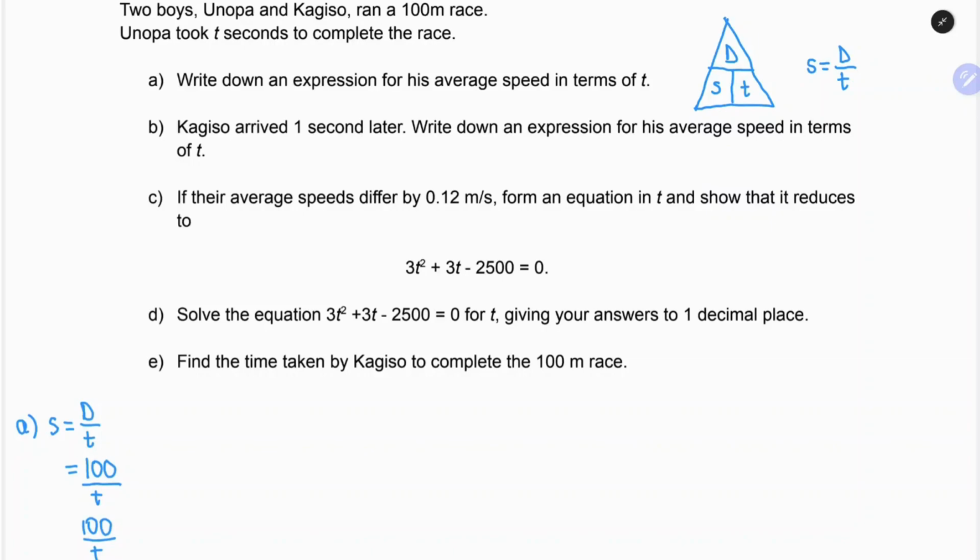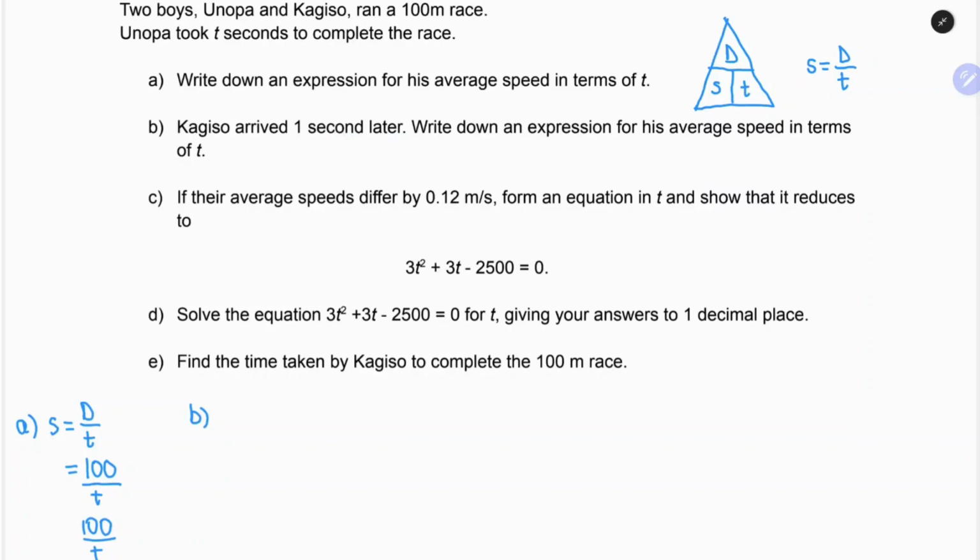So B says, Kagiso arrived 1 second later. Write down an expression for his average speed in terms of t. So let me write it down just at the bottom here. This question also requires us to find the average speed of Kagiso in terms of t. So it's something very similar to the first question. But there's an additional detail. It's telling us that Kagiso arrived 1 second later.